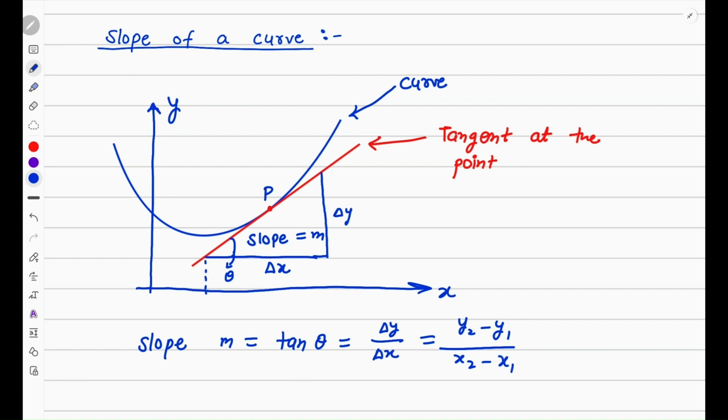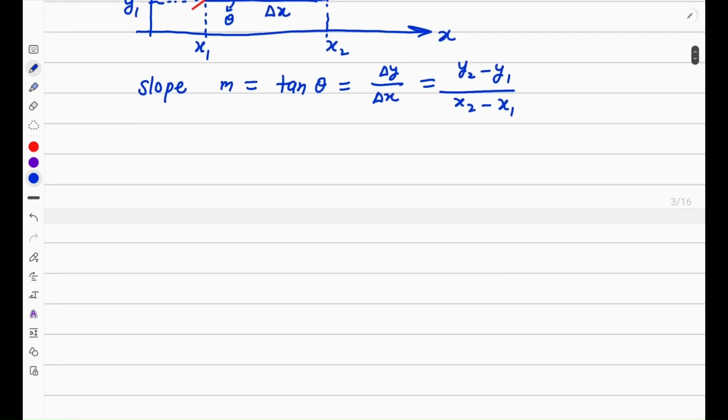So this is the point x1, x2. Corresponding in the y direction, this is y1 and this is point y2. So this is how we measure the slope of a curve. Now we are solving a few examples on this topic.